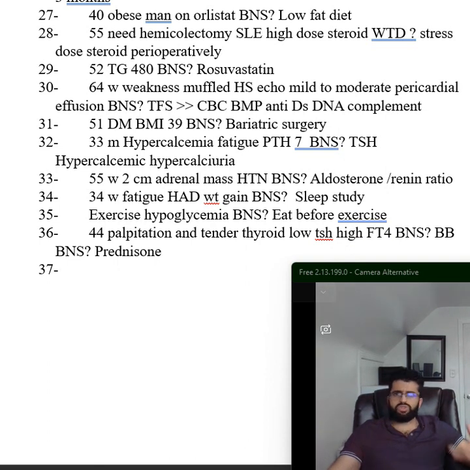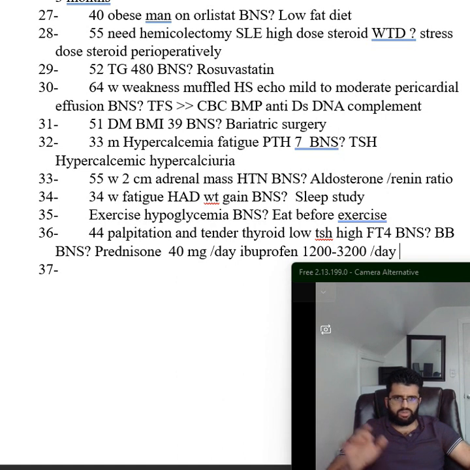Why is that? Because this is de Quervain thyroiditis. Tender thyroid, hyperthyroidism: you give a beta blocker and prednisone. You can also do high-dose ibuprofen, like 1200 to 3200 milligrams per day, and then you do prednisone, like 40 milligrams per day.